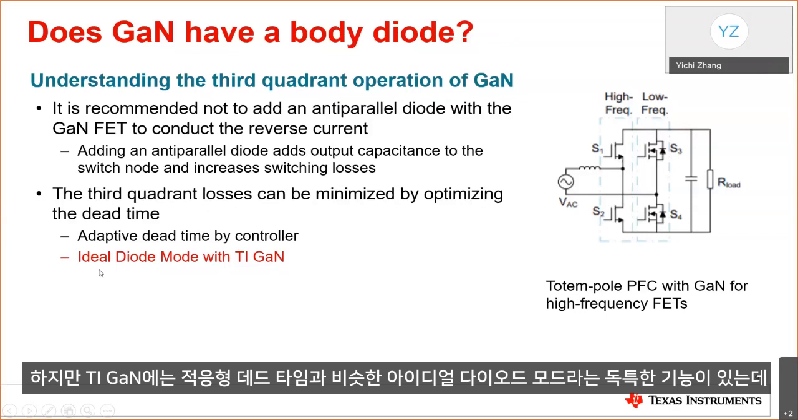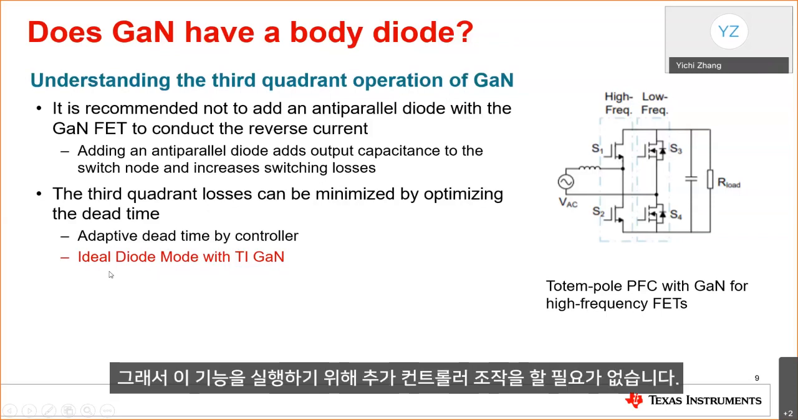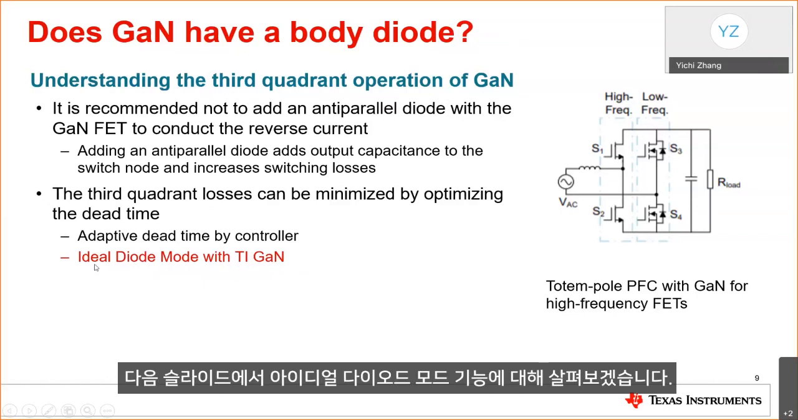However, our TI GaN has a unique feature called ideal diode mode, which is similar to the adaptive dead time, but it's implemented in our GaN device itself. So you don't need to do extra controller manipulation to implement this feature. I will be going over the ideal diode mode feature in the next slide.